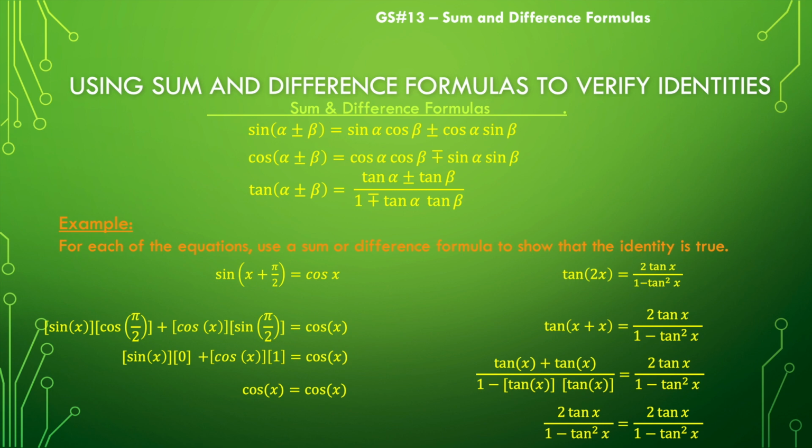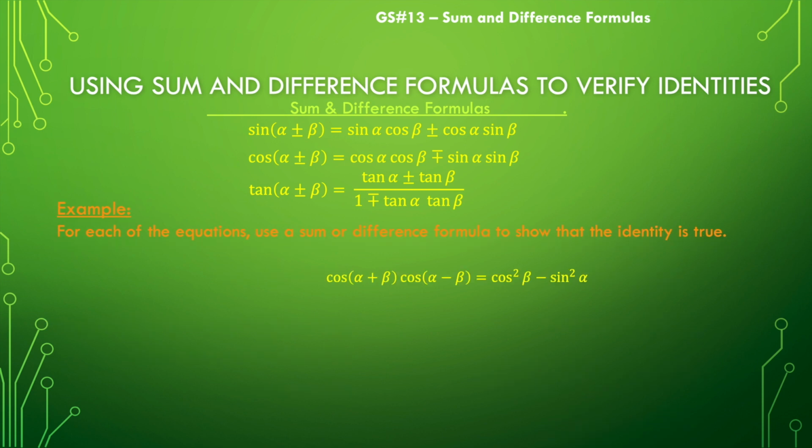All right, and then our last, I saved the best for last. The last example is a little bit ugly, and we're going to need to just be very careful with our signs and our expansions, okay? Now, I've got a product of the cosine of a sum times the cosine of a difference. So I'm going to expand this cosine of a sum using my sum formula, and I'm going to expand this cosine of a difference using my cosine of a difference formula.